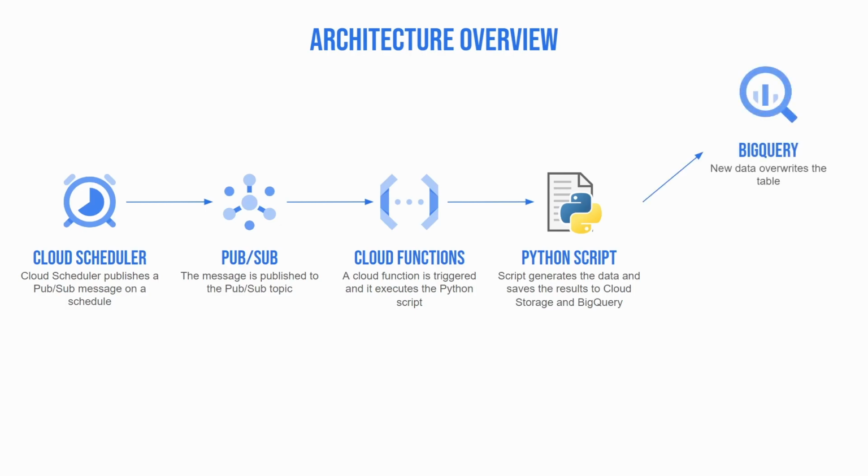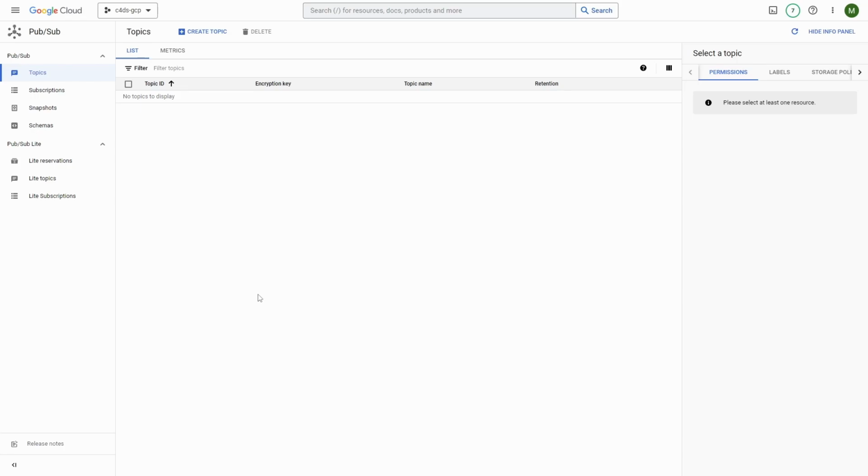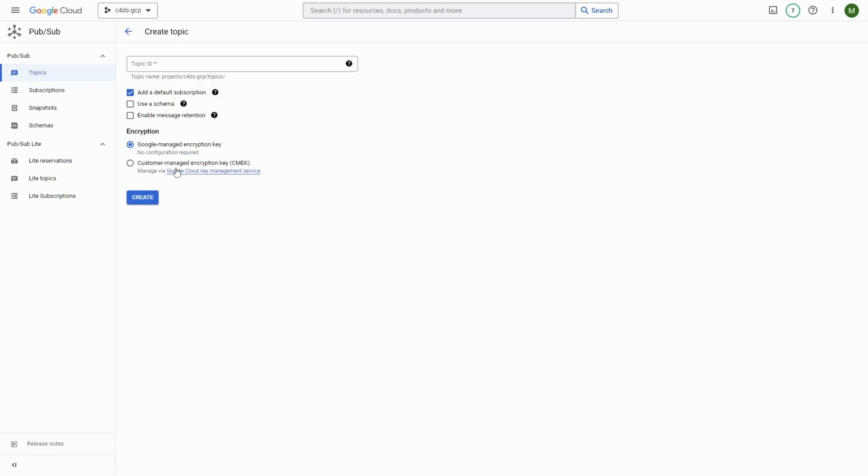In BigQuery, this new data overrides the table. And in Cloud Storage, new data is saved as a CSV file in a Cloud Storage bucket with an appropriate suffix for data versioning. Okay, so let's start with the graphical interface approach. The very first step is that we need to create a topic inside the PubSub. So let me name the topic Cloud Function Trigger. I'm deselecting all the options, and that's it here.